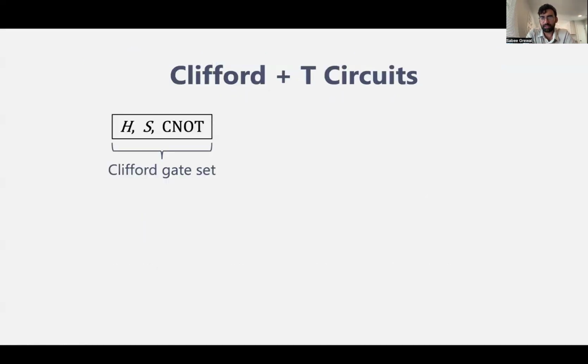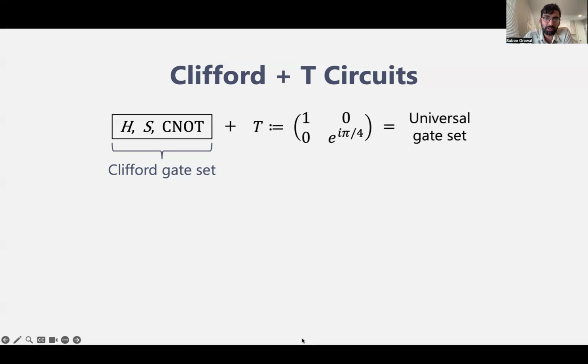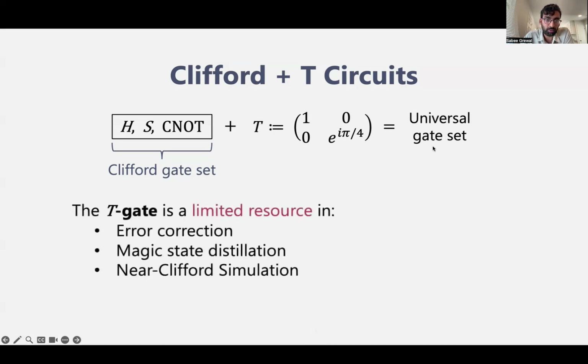So like I mentioned, Clifford circuits are not universal. But they're nearly universal. And actually, if we just add one single qubit gate, this T gate, we would get a universal gate set. And one should think about the T gate as a limited resource.